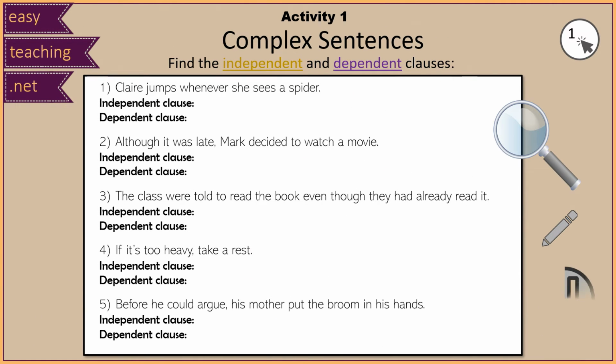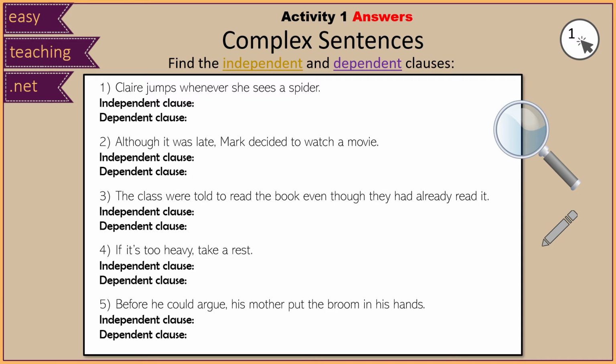Here are the complex sentences you'll be working with. Remember, for each, find and write down the independent clause and find and write down the dependent clause. Remember, independent clauses make sense on their own. Dependent clauses don't. Download the lesson worksheet by clicking on link number 1 if you haven't already. Pause the video here until you've finished.